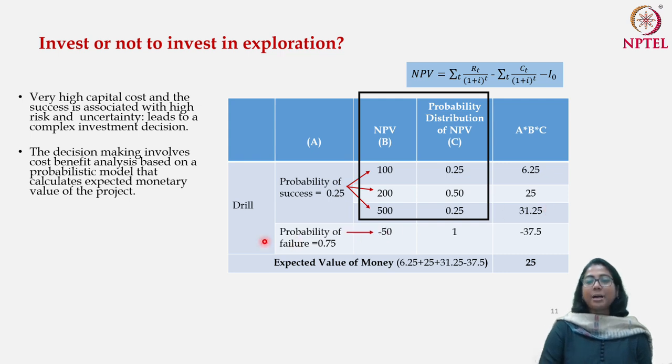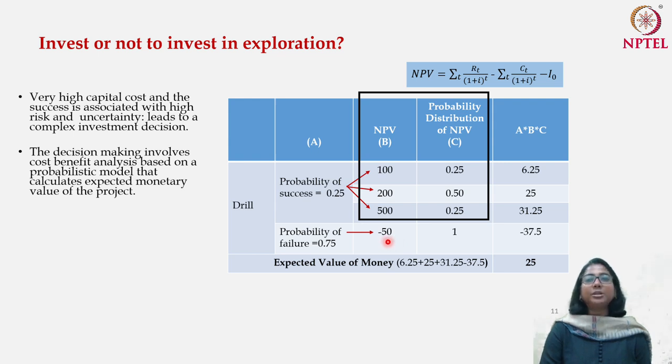However, if I come back to the probability of failure, which here is very high, 0.75 is the probability of failure. If the project fails, then the net present value is going to be negative. So you see the revenue that I am generating is going to be much less than the present value of the cost and investment. So the NPV is negative. Now, if NPV is negative, there is only one option.